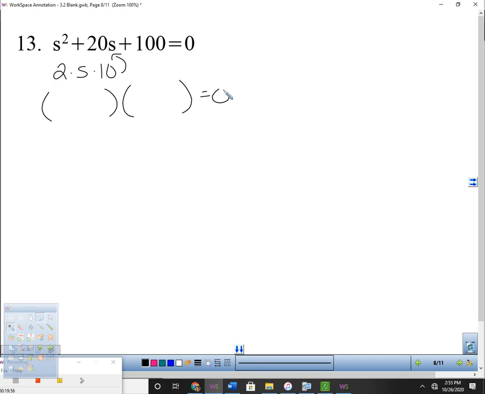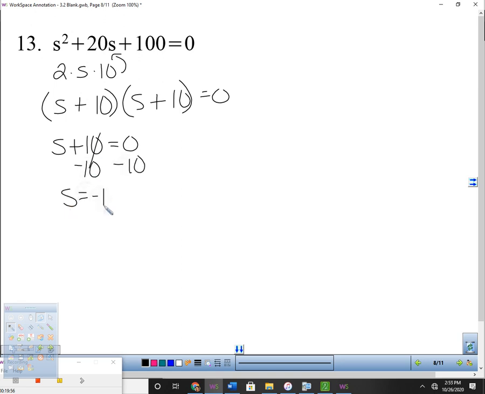What are your signs? Good. What goes in front? And what goes in back? What's your answer going to be? Yes. S equals negative 10, right? Because if I set it equal to 0, all I'm going to do is subtract 10. Now, how many answers does that count for? 2. And what's happening on my graph? It's curving on the x-axis at negative 10.